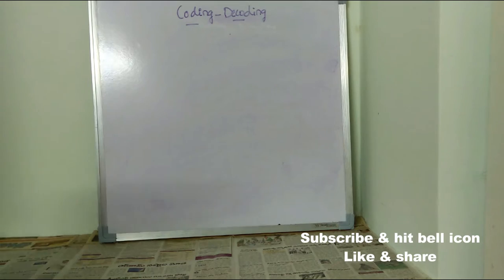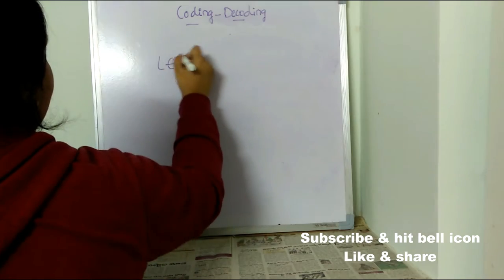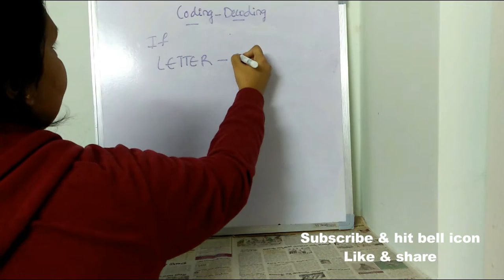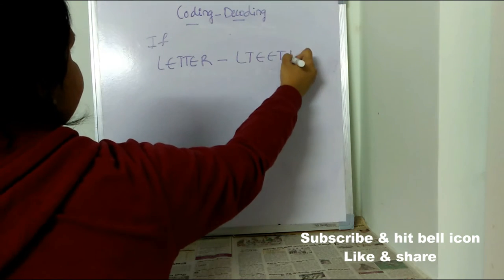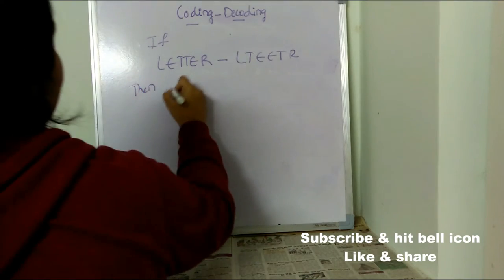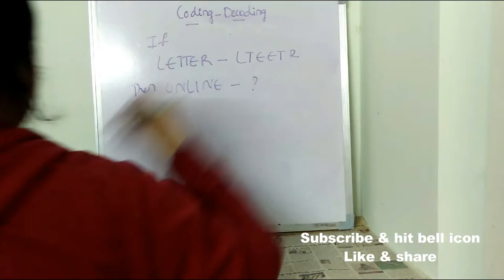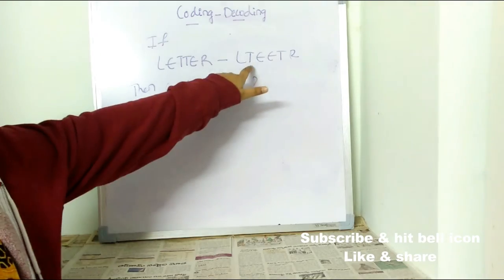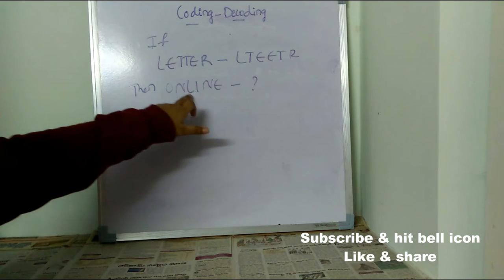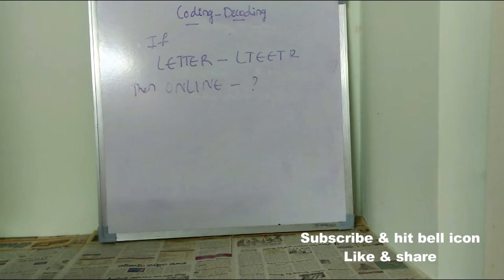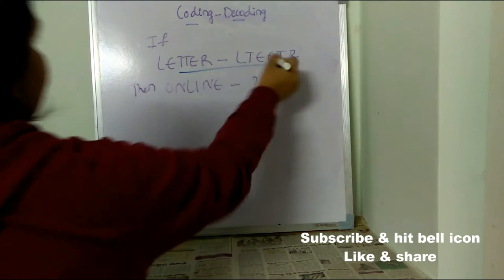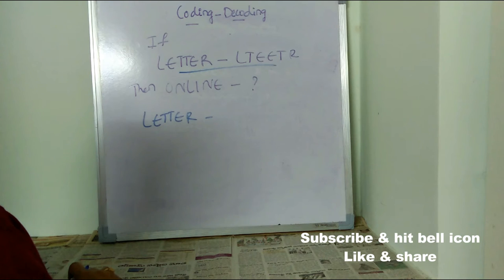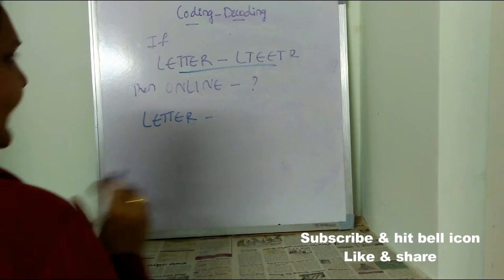So, coming to the question: if the word letter is written as LTEETR, then how can you write the word online? Okay, so first we need to think logically. First we need to consider that letter is written like this, right? So first we need to observe and try to decode it.